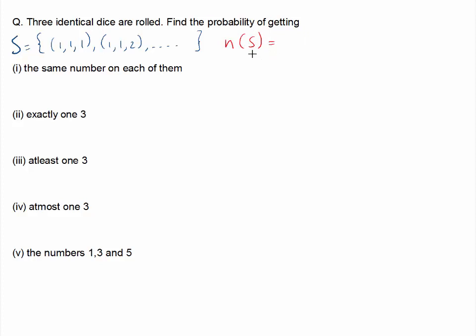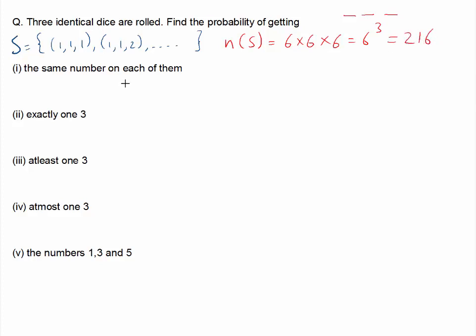So that is n of S, meaning total number of outcomes. If you realize, for the first die we have 6 possibilities, for the second one we have 6 possibilities, and for the third one we again have 6 possibilities. So n of S would be equal to 6 cube, which is 216.